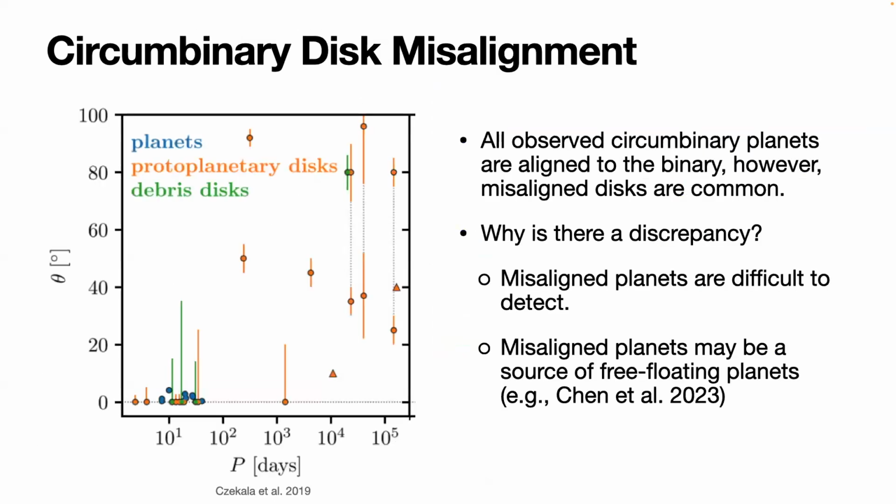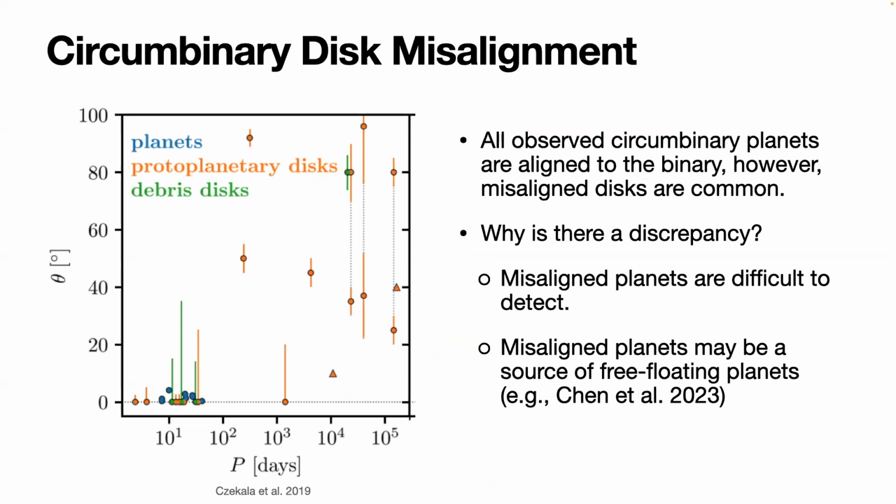Okay. But like I mentioned before, when we look at these disks, we commonly see a misalignment. So this is a nice image from Zicka 2019. The y-axis shows the misalignment angle, as a function of binary orbital period. And so we have these three different objects here: planets, circumbinary disks, and debris disks.